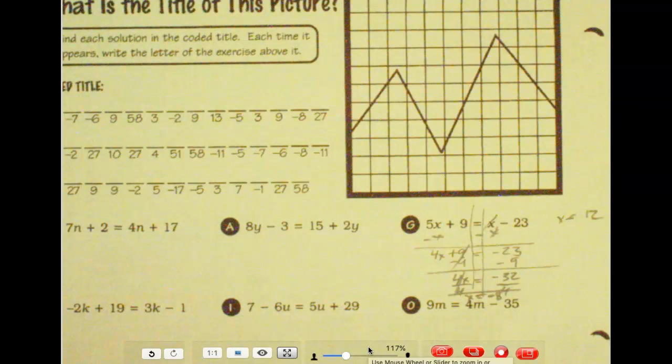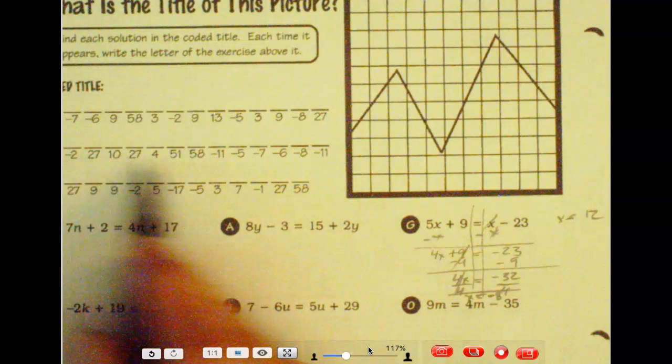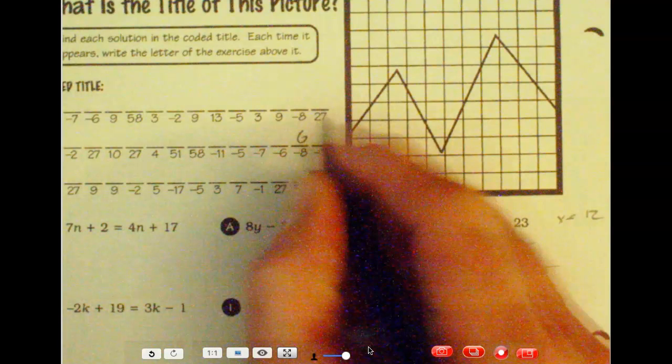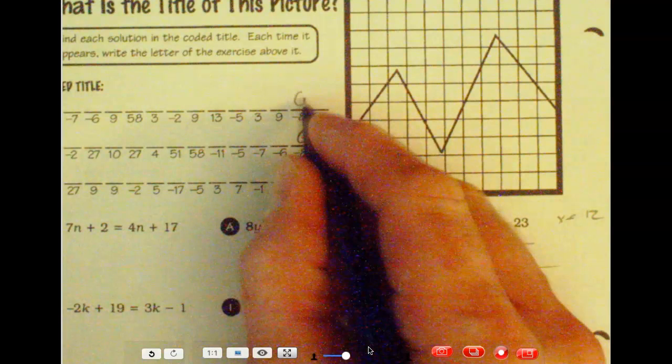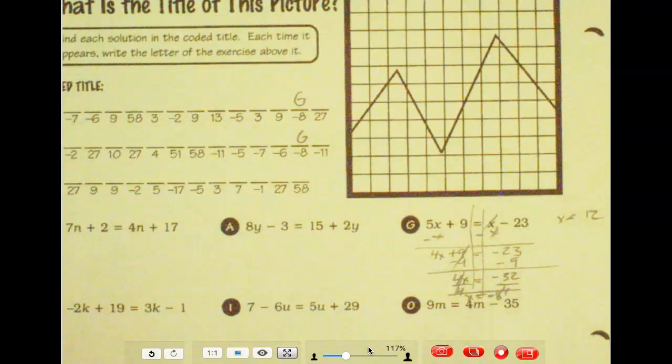So then we go up here and we find every time we see a negative 8, we're going to put in G. I believe that is what we do here. Negative 8. There's a G. There's a G. Okay. Let's see what else we got.